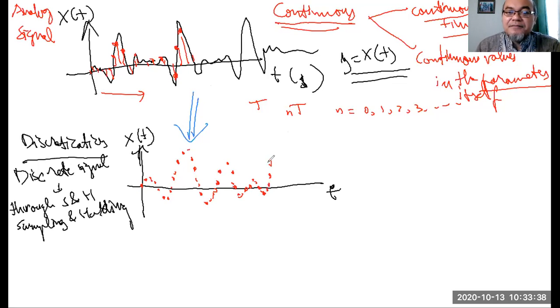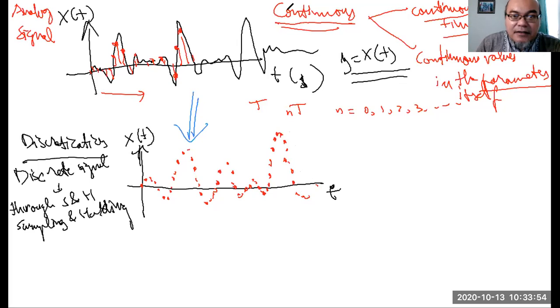Of course, the value between the samples will be lost. Later I will show. So let me redraw first. Sorry, it takes some time. Anyway, I hope you get that point.